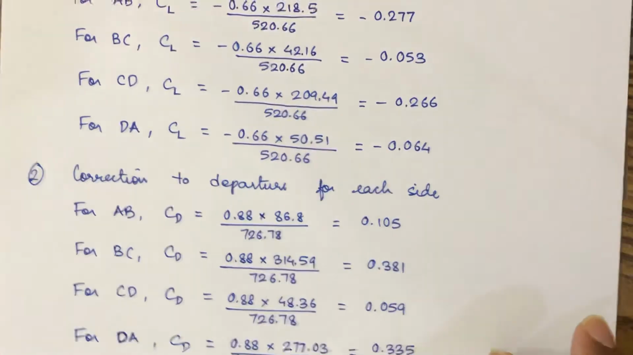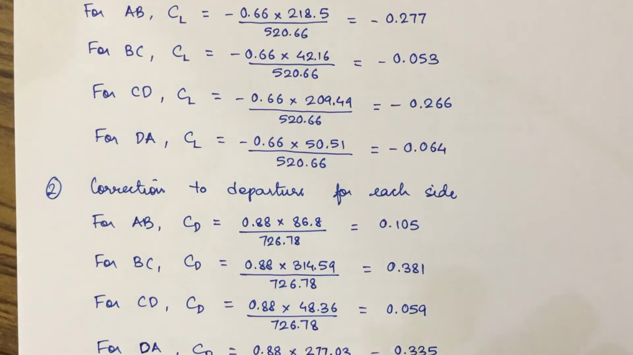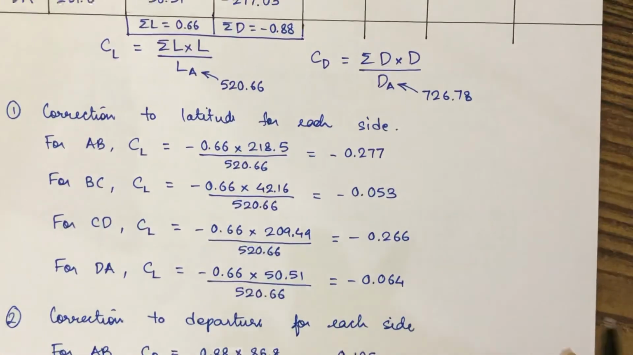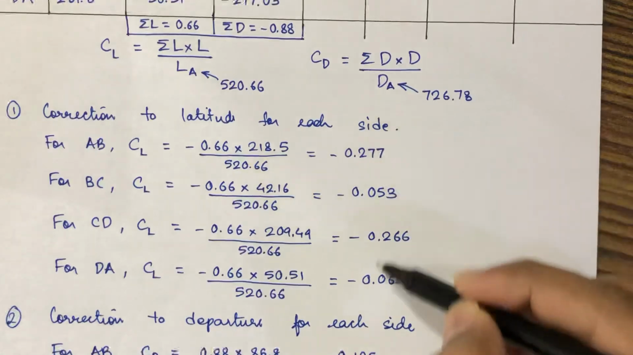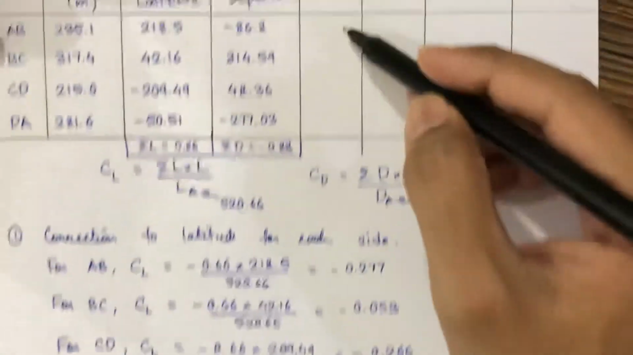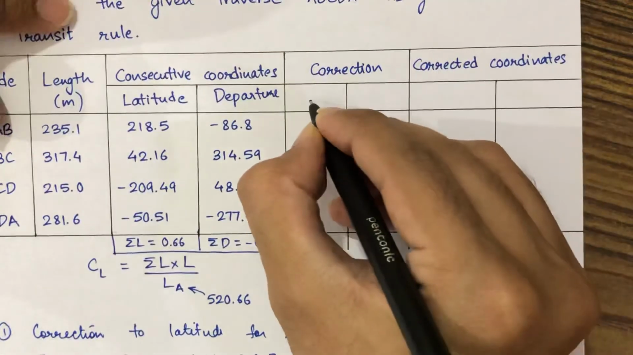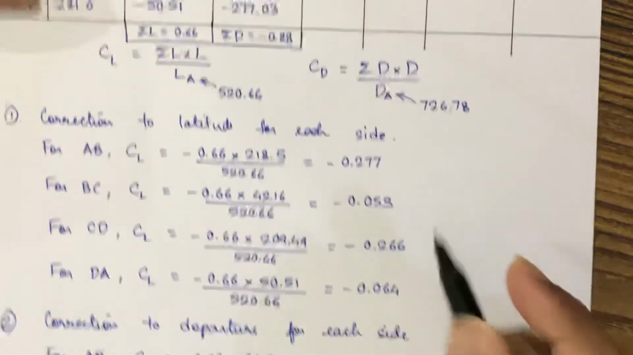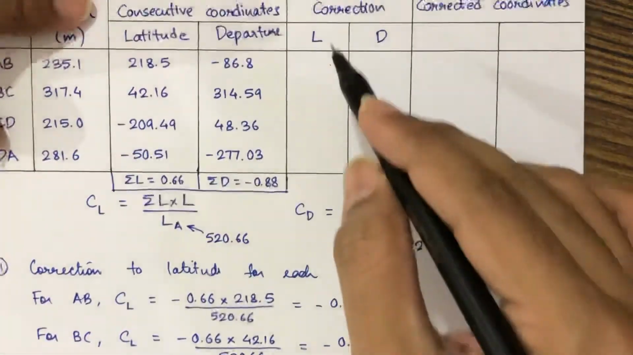Fine. So now all these values have been calculated. The correction for latitude and correction to departure for each side have been calculated. So simply copying all these values and putting them over here. This is correction for latitude and this is correction for departure. So I'll just copy all these values and paste them over here.